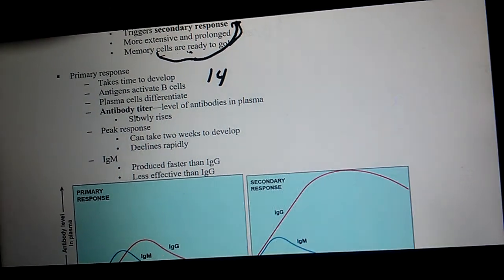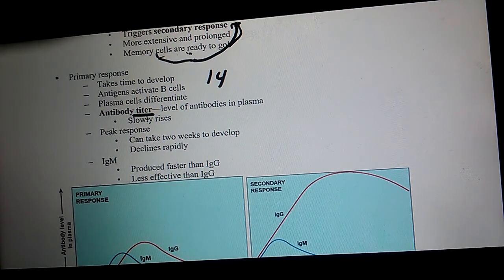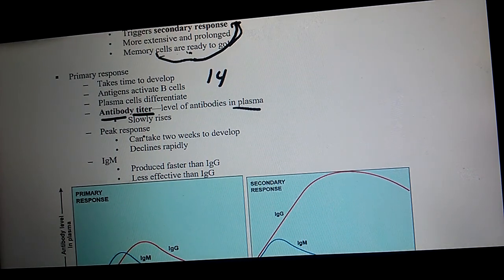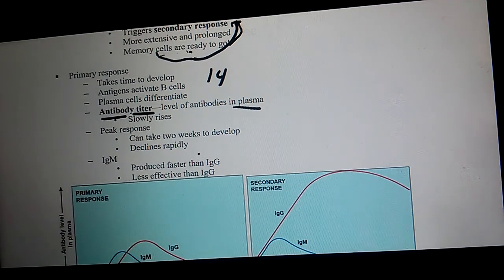14. Does titer mean amount of something in the blood? Yes. So if it's an antibody titer, it's the amount of antibodies in the blood or in the plasma. So remember, titer is just saying what's an amount in the blood or plasma. 14 days, remember, is 2 weeks.